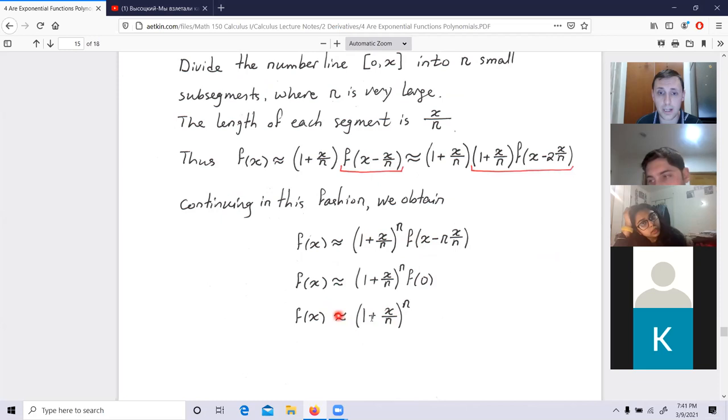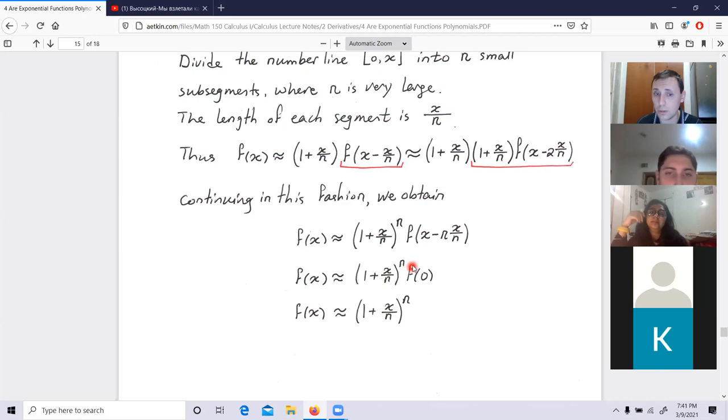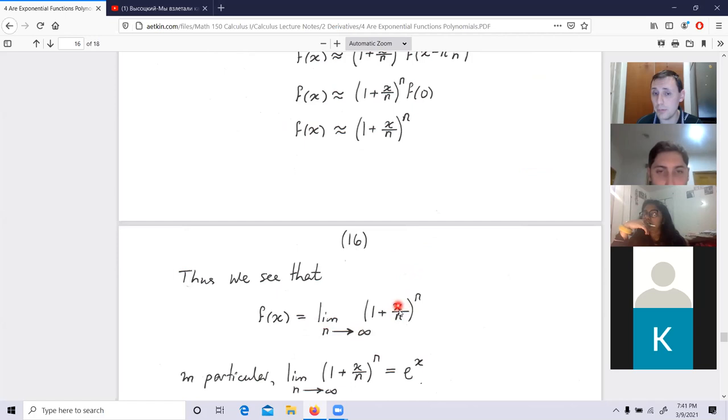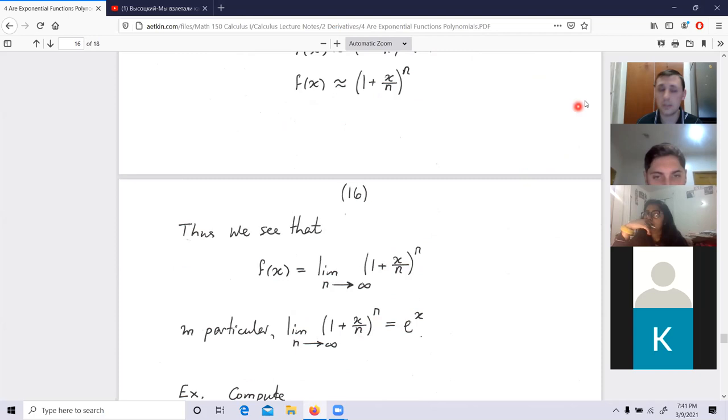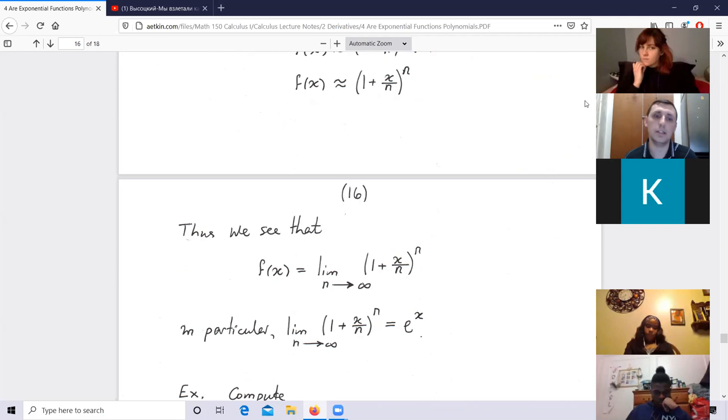f of x is 1 plus x over n to the power of n, where this step must be as small as possible. So that means that if I push n to infinity, that will make this step very small. And that means that this limit is e to the power of x. You understand? That is the limit for e to the power of x.